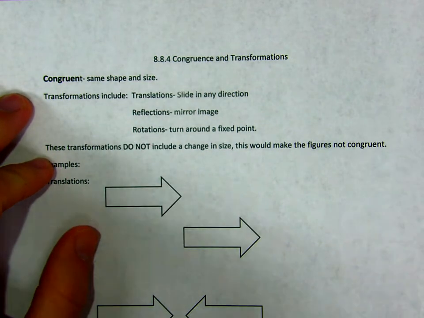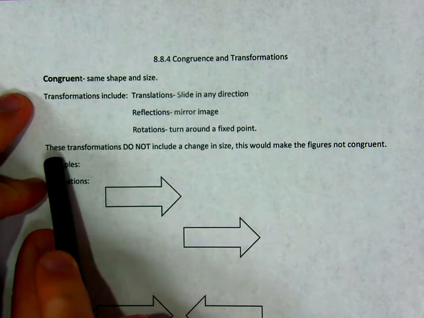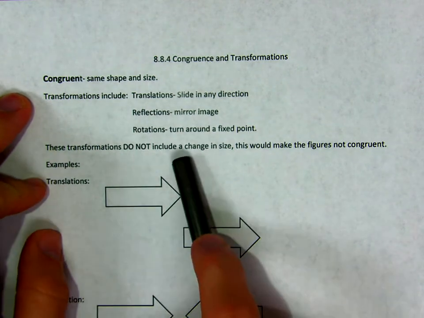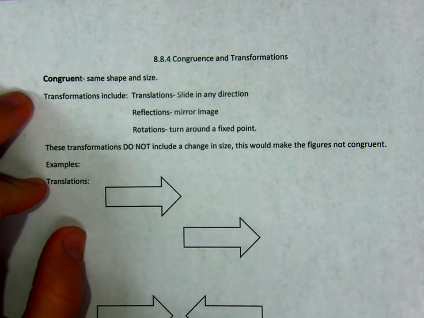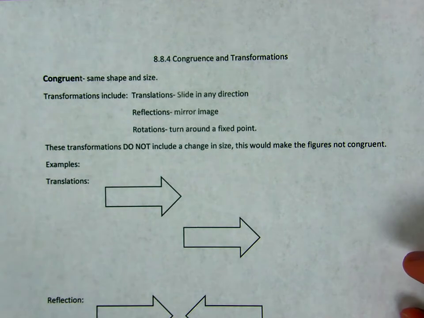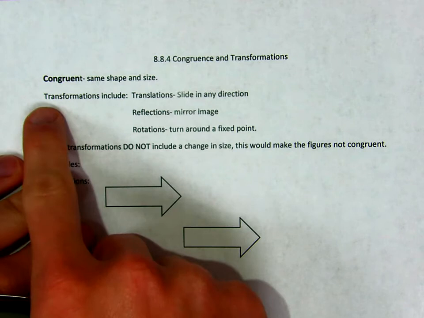Okay, we'll read down here. The transformations do not include a change of size. Okay, this would make the figures not congruent. So you have to keep that in mind when you're doing your worksheets, that these figures have to be the same size and shape.